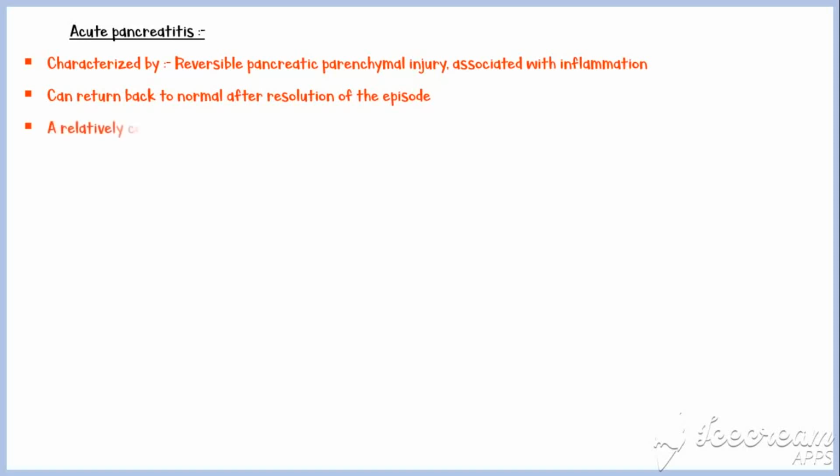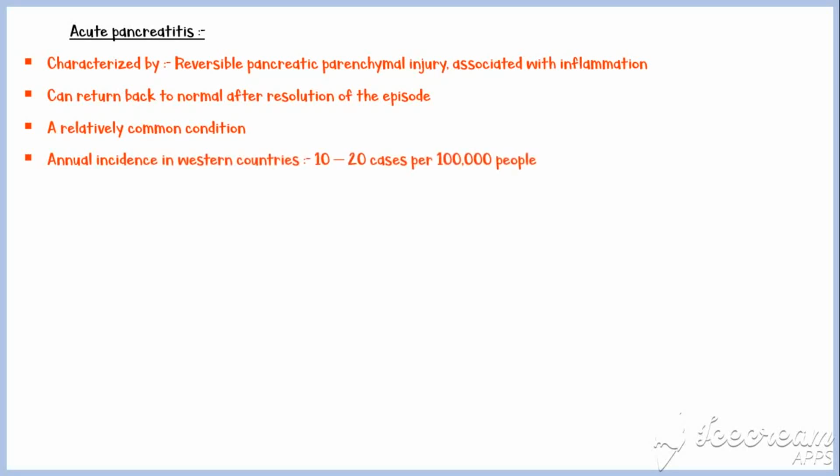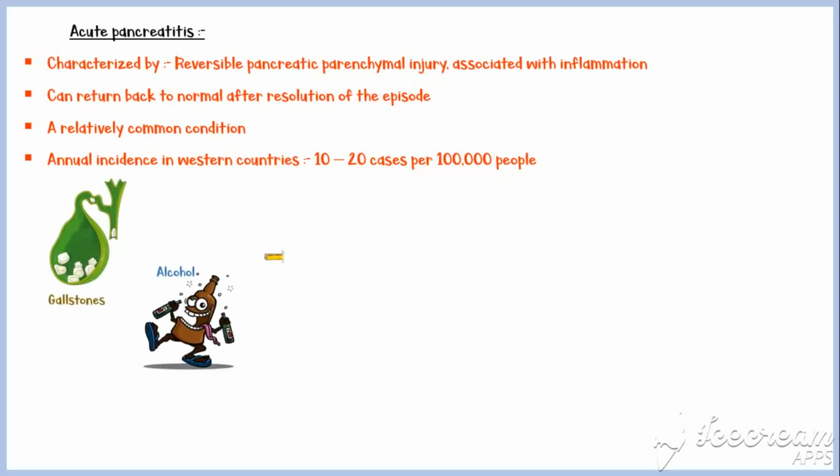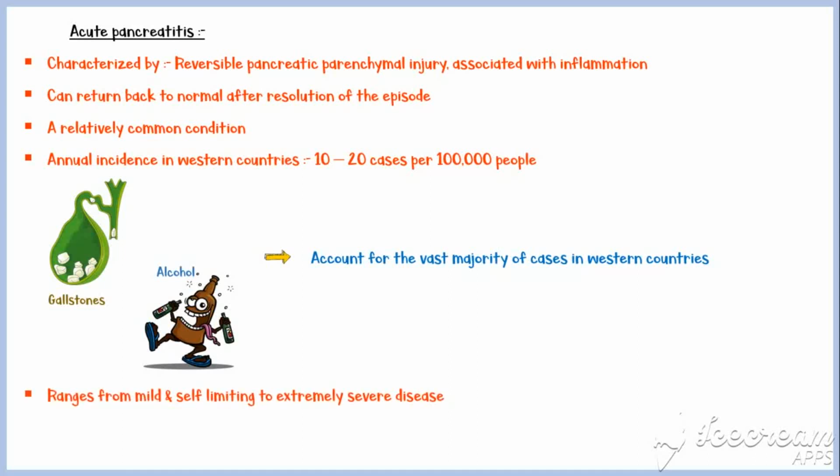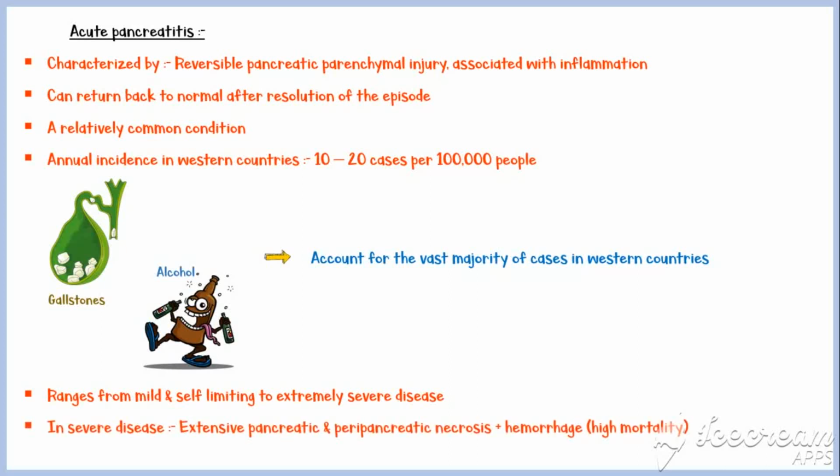Acute pancreatitis is a relatively common condition. The annual incidence in Western countries is about 10 to 20 cases per 100,000 people. Gallstones and alcohol account for the vast majority of cases in Western countries. Acute pancreatitis ranges from mild and self-limiting to extremely severe disease. In severe disease, there is extensive pancreatic and peripancreatic necrosis, along with hemorrhage, which carries a high mortality rate.